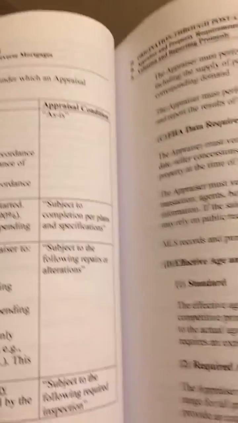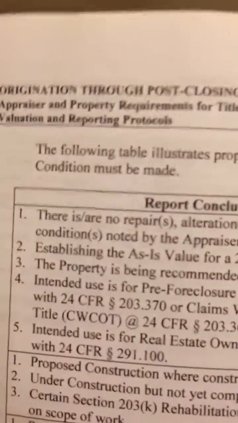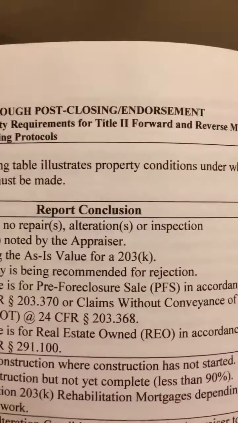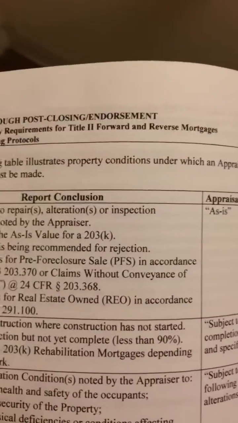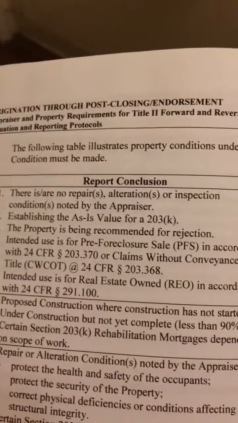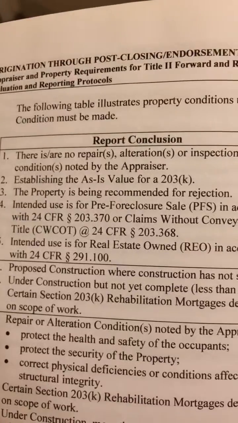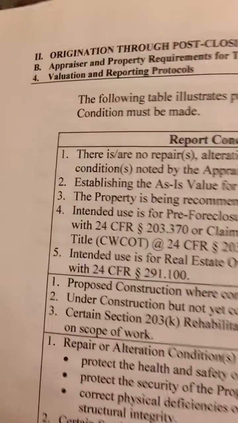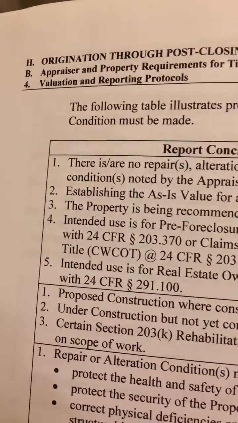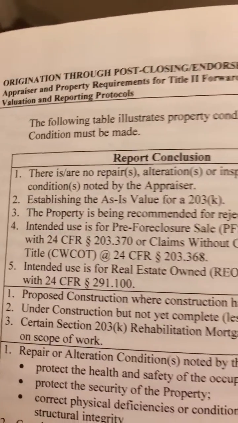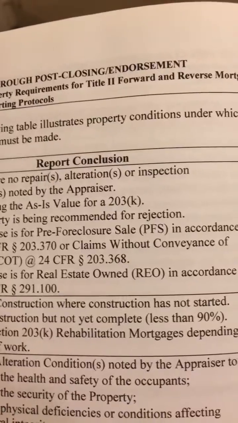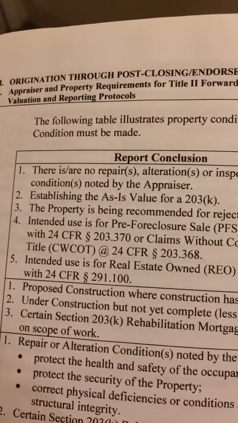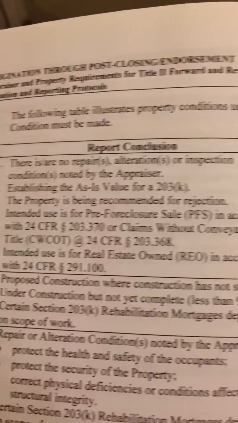FHA SFR Appraising Handbook 4000.1, page 48. The following table illustrates property conditions under which an appraisal condition must be made. Report conclusion. Appraisal condition. 1. There is/are no repairs, alterations, or inspection conditions noted by the appraiser.